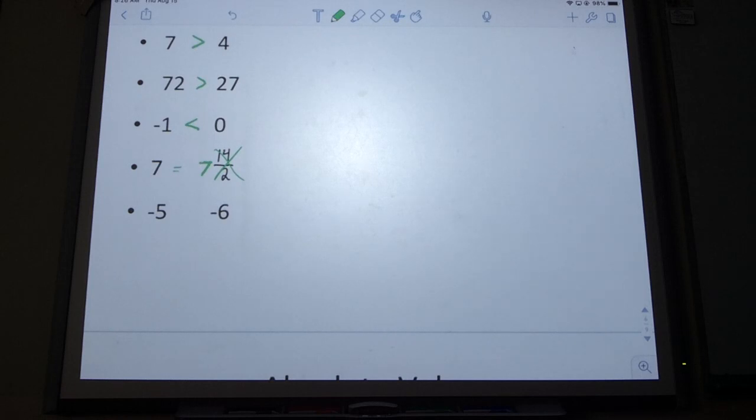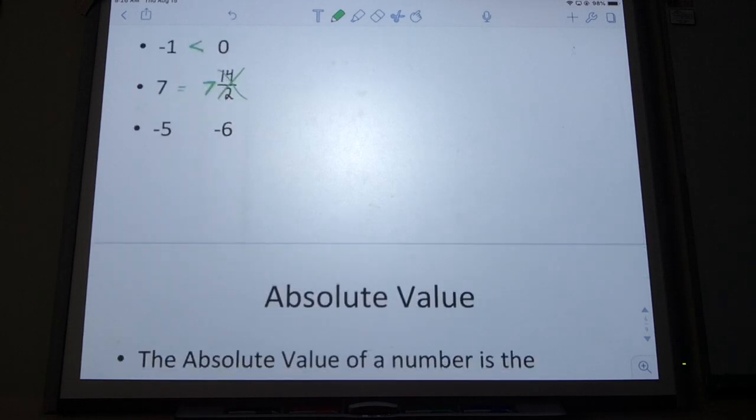Which one's left on the number line? Which one's less? Oh, -6. Oh, yeah, I changed my question, right? I've been saying which one's greater. Okay, -6 is left. So that's the weird thing.